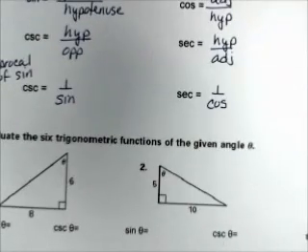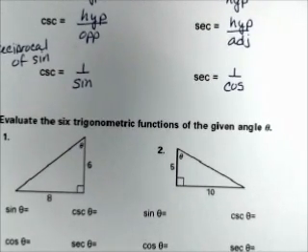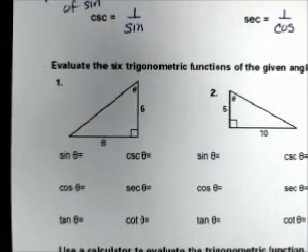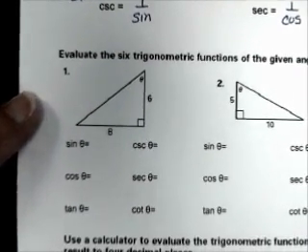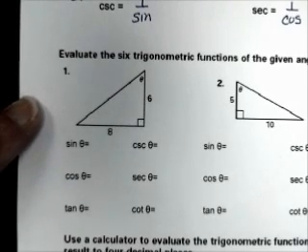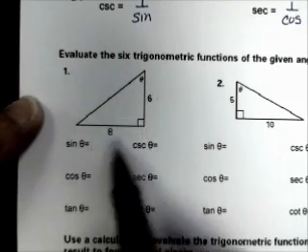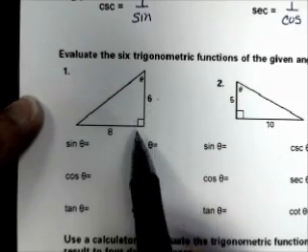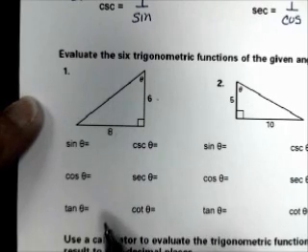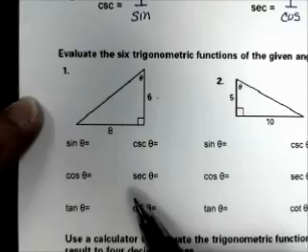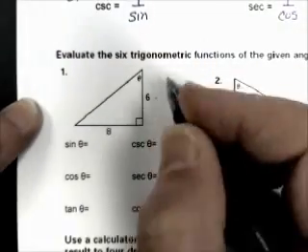Now what we want to do in the next 3 problems is, given a triangle, the angle theta, and the lengths of some of the sides, evaluate the 6 trig functions for the given angle. So if we look at our first one here, number 1, we have side lengths or legs. Remember, the 2 sides that make up your right angle are referred to as legs. We have side lengths of 6 and 8. All right. We can always use Pythagorean theorem to find the hypotenuse. So let's do that first.